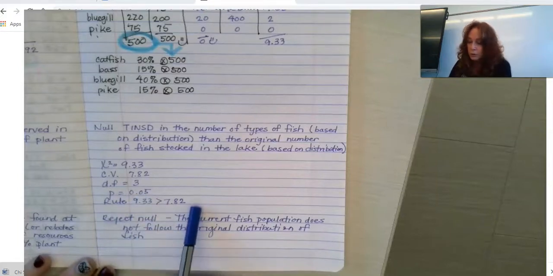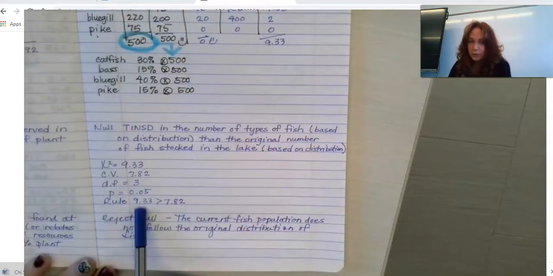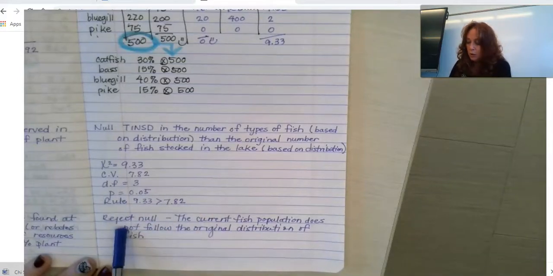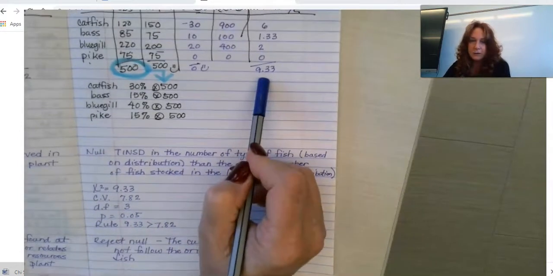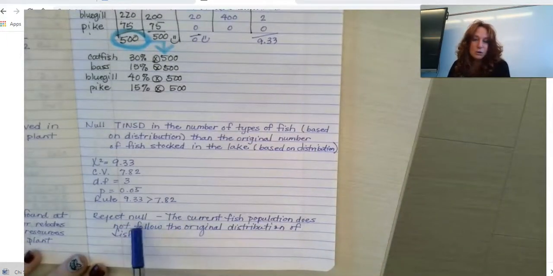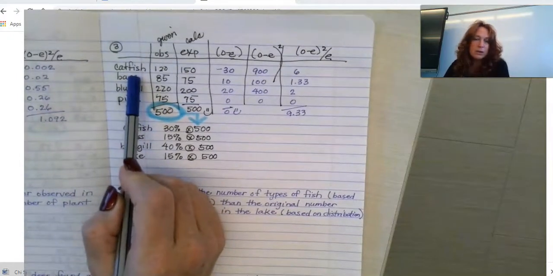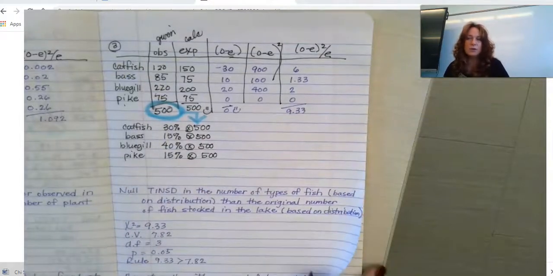And I write my rule, I go first. My value I calculated, 9.33 for the differences, is too large compared to the cutoff for the differences, so I reject the null. Because the null says there's no difference. My data say that there is a difference. So I'm going to reject the null. And I guess the fish just don't look like the original distribution. You just have different amounts of fish. To me, it looks like the big contributor is that you just don't have the same amount of catfish. Maybe over time they just weren't as good at competing.